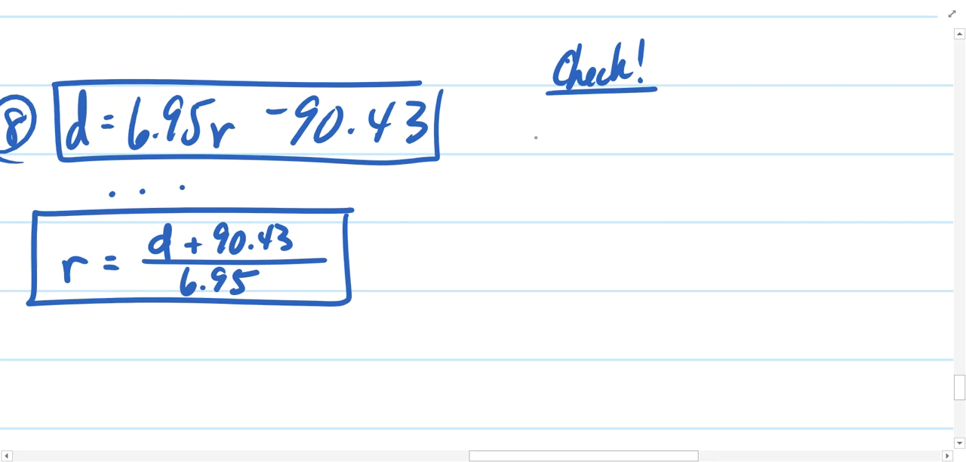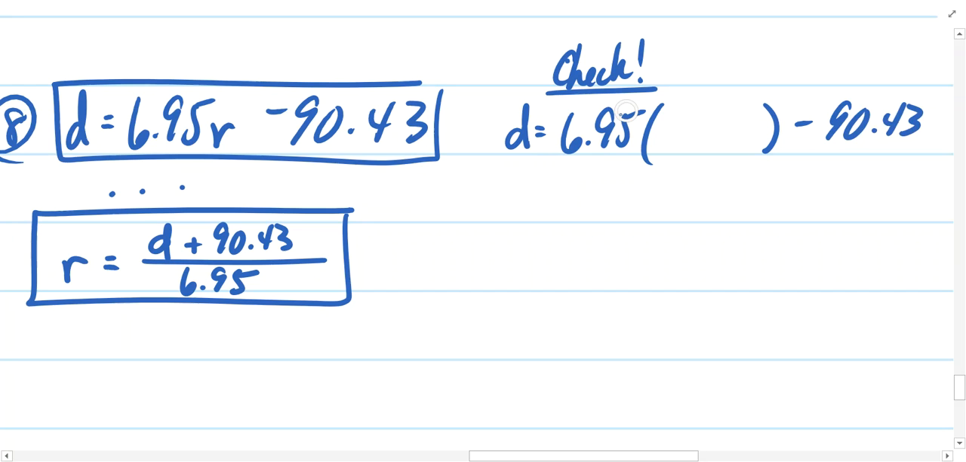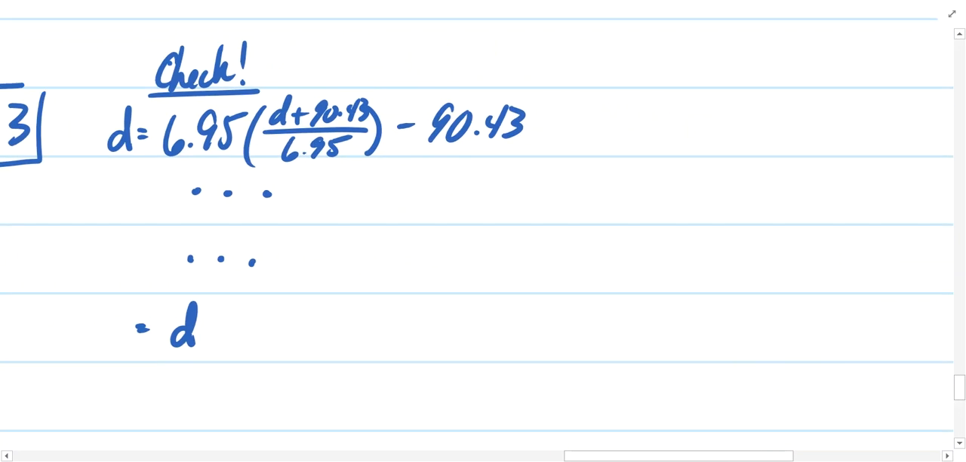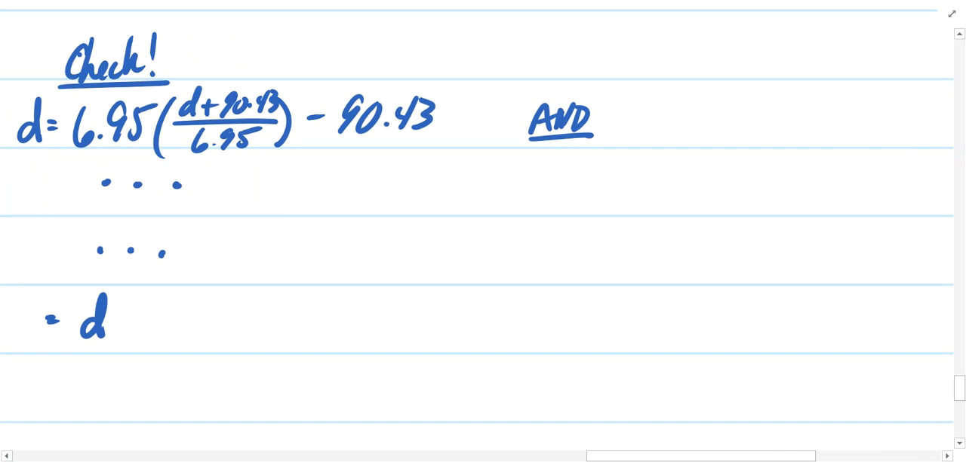So we're going to take the distance function, and we'll call that 6.95 times something minus 90.43. The something ends up being this entire expression. So we'll put d plus 90.43 divided by 6.95. And that's going to be one of our checks. In this case, we're hoping that the expression does simplify down to the variable in question, which in this case is d. We also have to perform our second check, because we can't just check this in one direction, it needs to be checked in both.